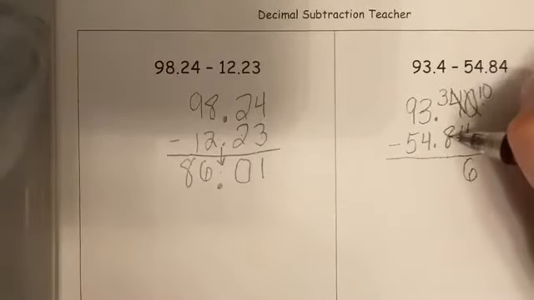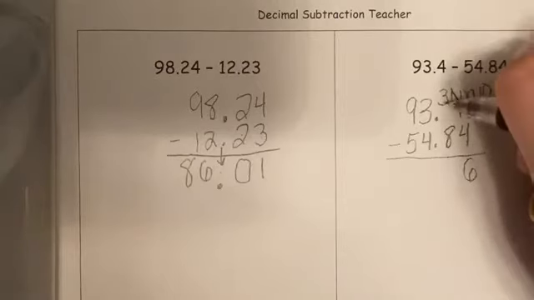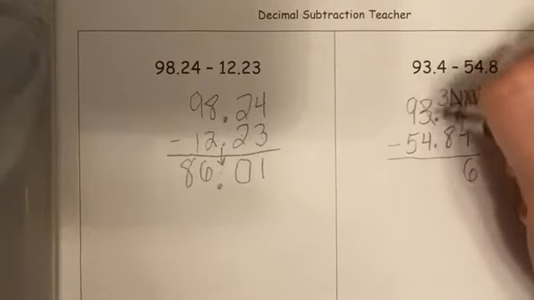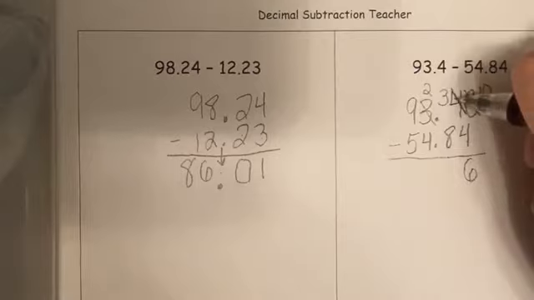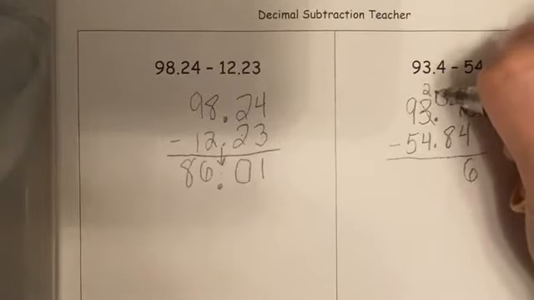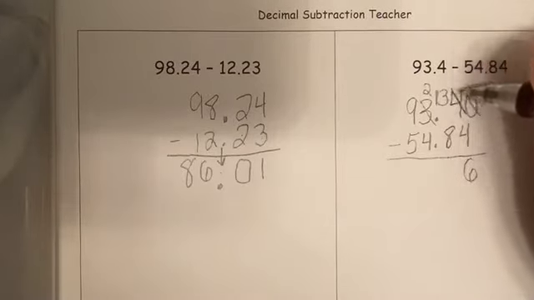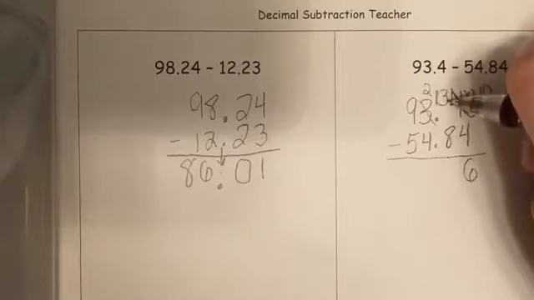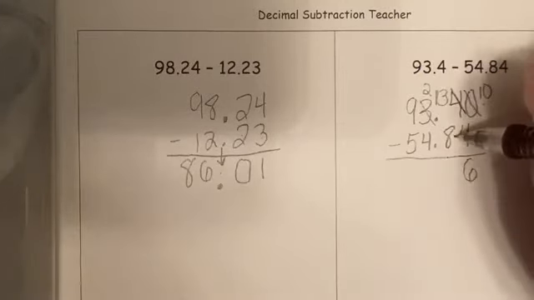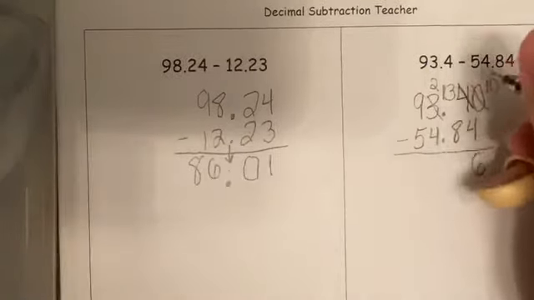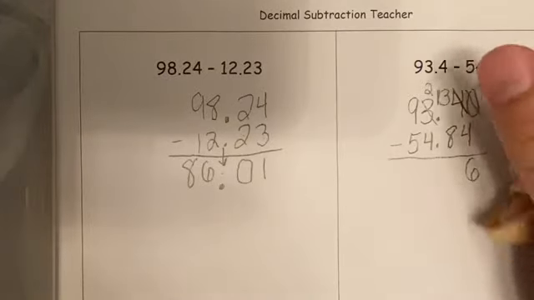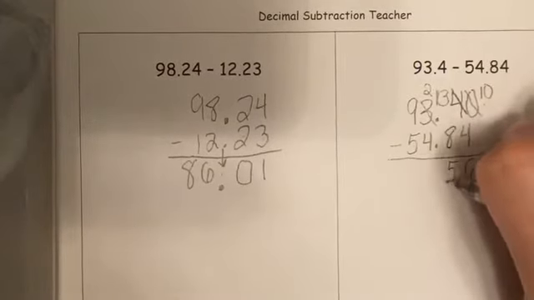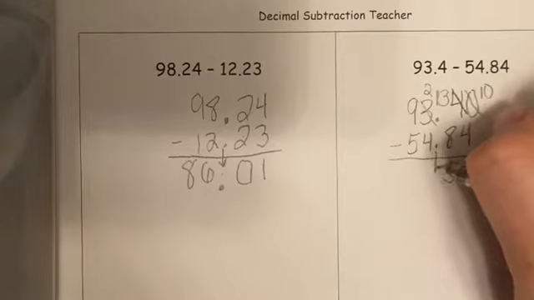Go next door. Now I can't do 3 minus 8. That's not going to work. So I need to go next door to this 3 and borrow. Make this a 2. And then add 10 here from what I borrowed. And this is now 13. Well, 13 minus 8 is going to be 5. Again, make sure our decimal is carried down. I almost forgot to do that.